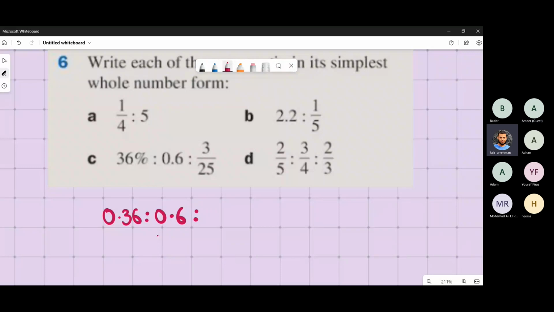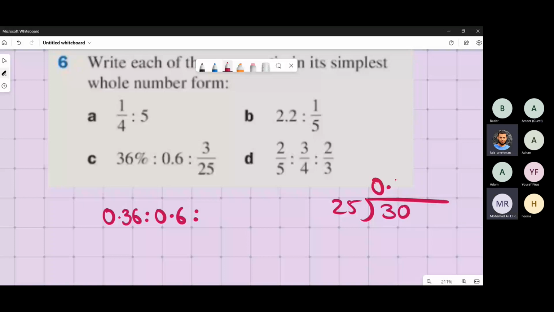And 3 over 25 is what? Long division, Mister. Okay, you can do long division. It will be 0, then 0.1, 0 only. What am I doing? 3 is there, it cannot be divided. So we add a 0 and a 0 point, and then 1.